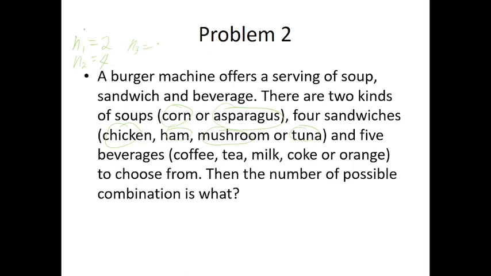Now selecting a beverage. What beverage do I prefer? Is it coffee, tea, milk, coke, or orange? I can only choose one. So, since there are five options, n3 equals 5. Therefore, operation 3 can be performed in 5 ways. So then the number of possible combinations is what?